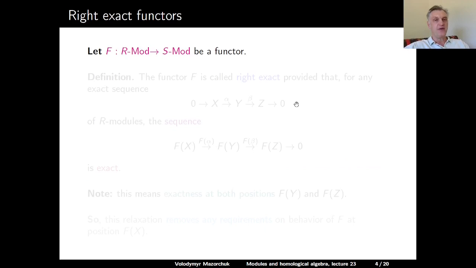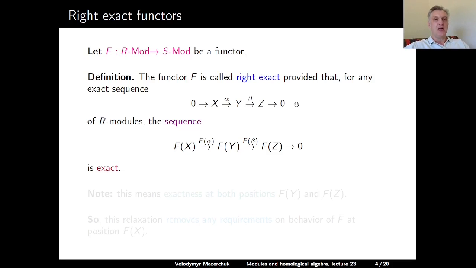So let F be a functor from R-mod to S-mod. Definition: we call F right exact provided that for any short exact sequence of R modules, so 0 goes to X, then by alpha to Y, then by beta to Z, and then to 0, the following induced sequence of S modules is exact. So we have F(X), then F(alpha) going to F(Y), F(beta) going to F(Z), and this goes to 0.